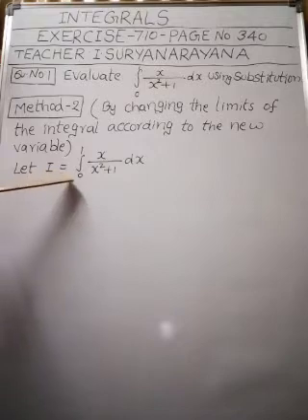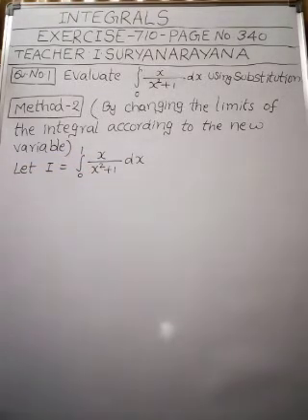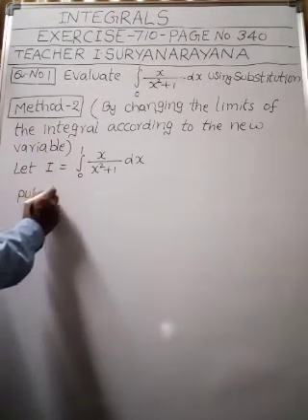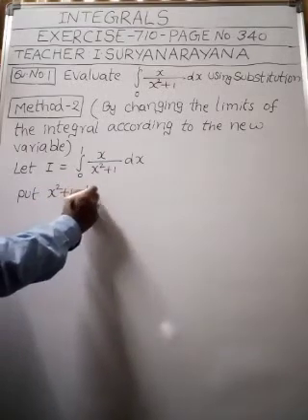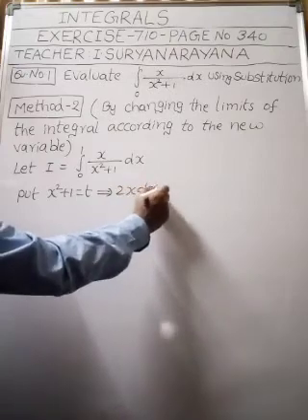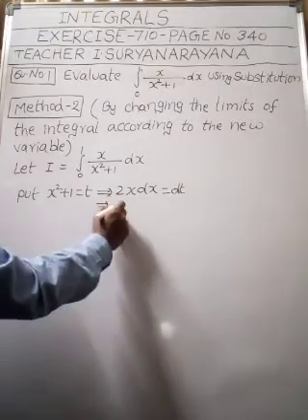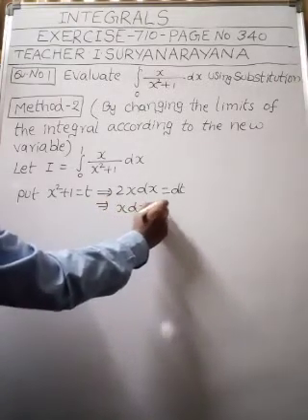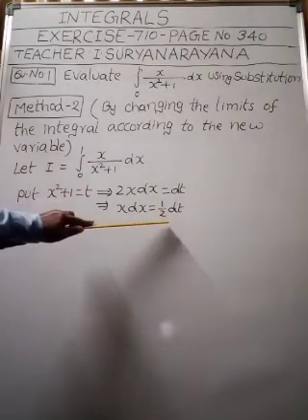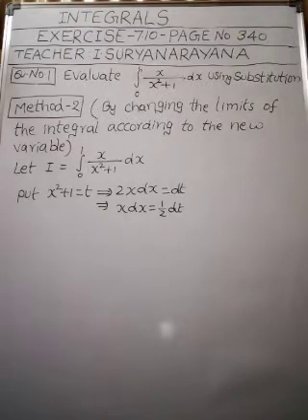That I is equal to integral 0 to 1 x by x square plus 1 dx. Here also we are using the substitution. So put x square plus 1 is equal to t. This implies 2x dx is equal to dt. Here I am writing the direct steps, my children. So x dx is equal to 1 by 2 dt. In the previous method also we have done these steps. Now we are changing the limits.